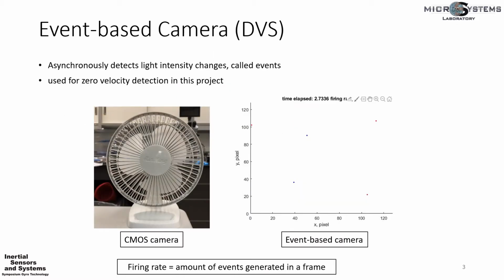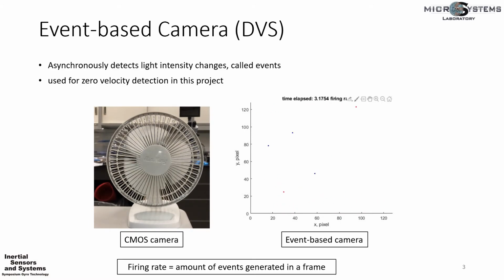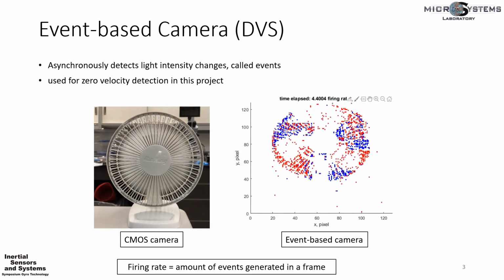I'll give some background on event-based camera, also known as dynamic vision sensors, or DVS. DVS has been used for different purposes, for example, object detection, SLAM, or ego motion estimation. The biggest difference between a DVS and a CMOS camera is that the DVS asynchronously detects light intensity changes, called events. The video on the right-hand side shows an experiment of rotating fan recorded by the DVS.